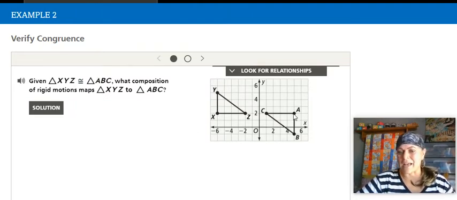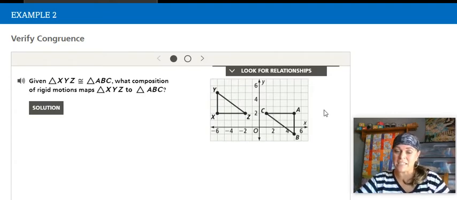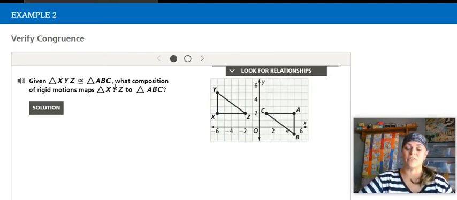And in this case, they actually are right angles, so it's a little bit easier to tell. But maybe this was an isosceles triangle, and it wasn't easy to tell, does Y match up with B, or does Y match up with C? Sometimes it's not easy to tell, so you have to use these congruent statements.